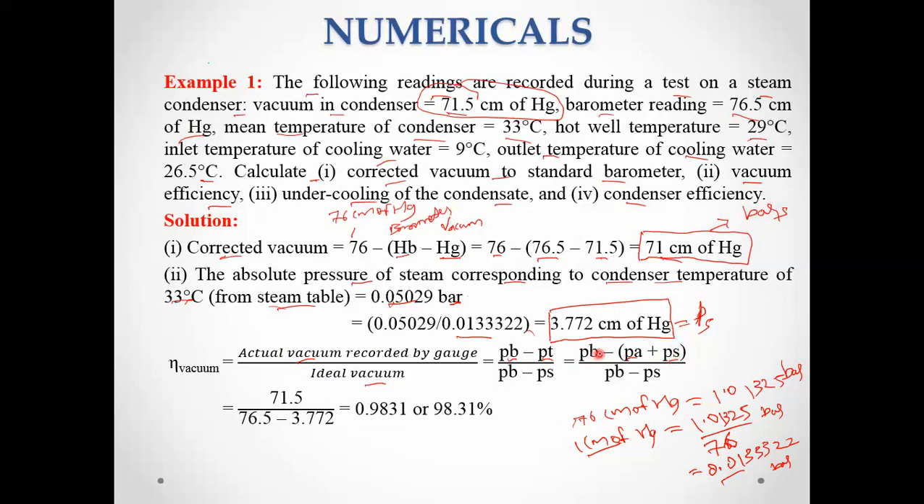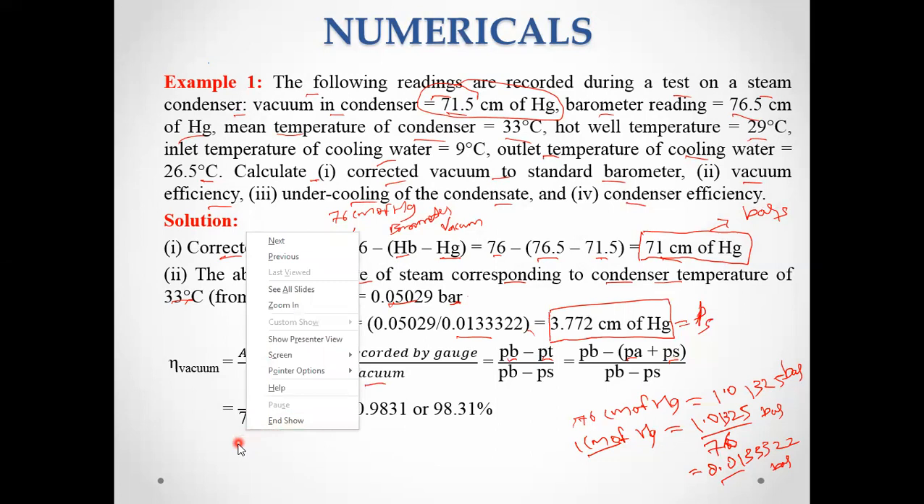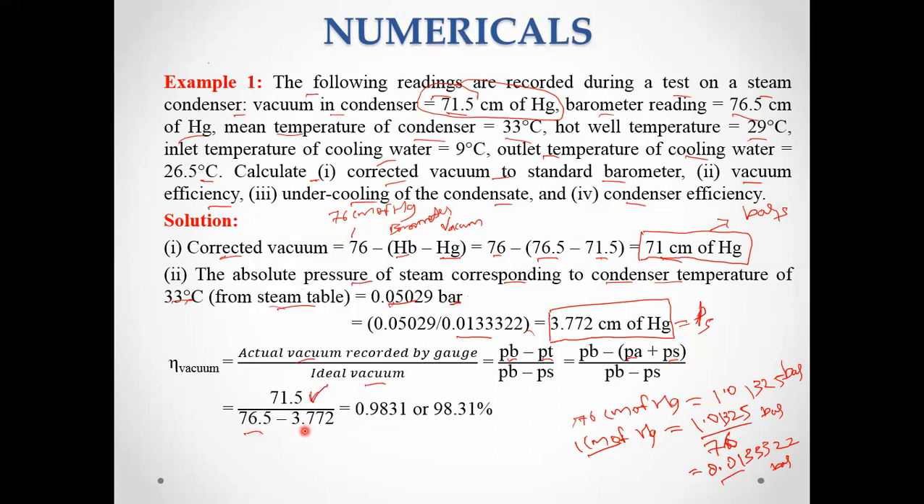Okay, but here the actual vacuum recorded by the gauge is given. So that is 71.5. It is given, so we will take this value directly. Then the barometric pressure is 76.5, and the saturation pressure of steam is 3.772.